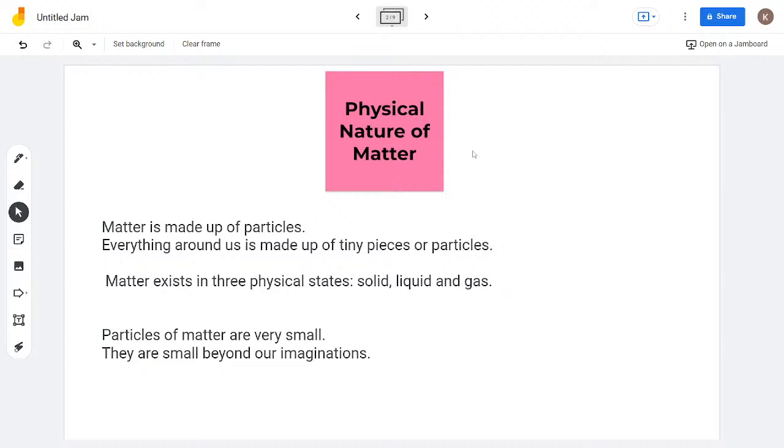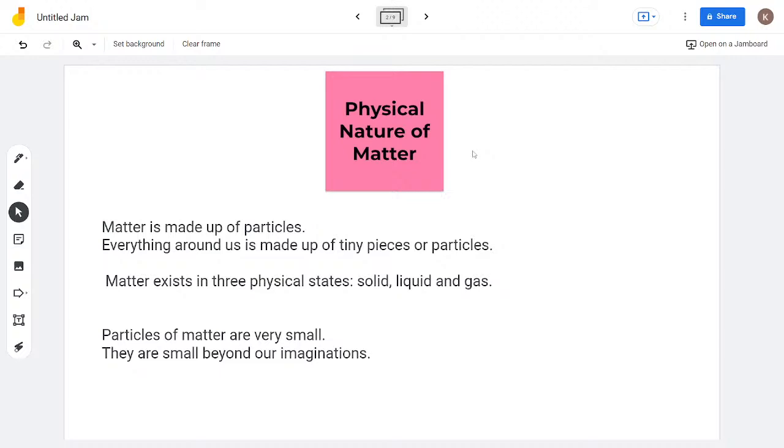Physical nature of matter. So you must have known that matter is made up of particles. For a long time two schools of thought prevailed regarding the nature of matter. One of them believed matter to be continuous like a block of wood, whereas the other thought that matter was made up of particles like sand.